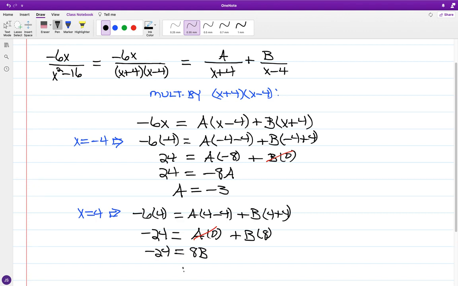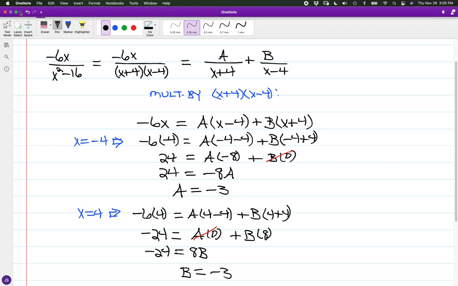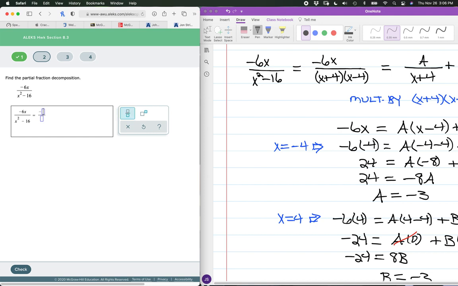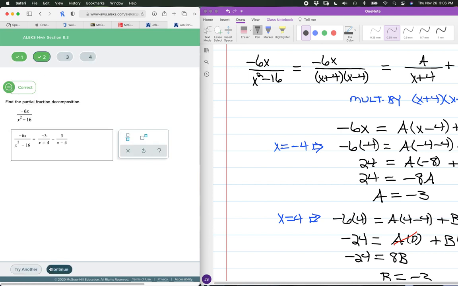And we have a division by 8. B also turns out to be negative 3. Okay, so just checking what we have now in the partial fraction decomposition. We're going to have negative 3 over x plus 4. And with b at negative 3, we can say we have minus 3 over x minus 4. And checking, the result is correct.